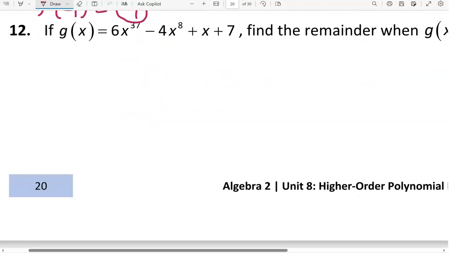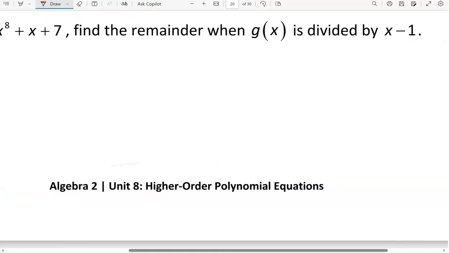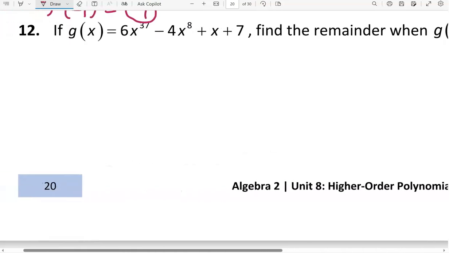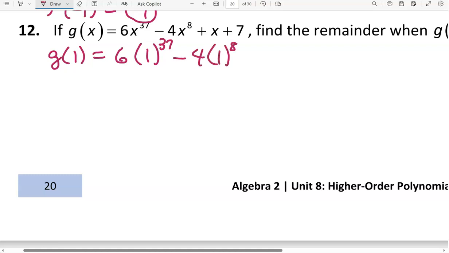In number 12, we're asked to find the remainder when g of x is divided by x minus 1. So that's equivalent to, by the remainder theorem, finding g of 1, which is the 0 of the divisor. So that would be 6 times 1 raised to the 37th power minus 4 times 1 raised to the 8th power plus 1 plus 7.